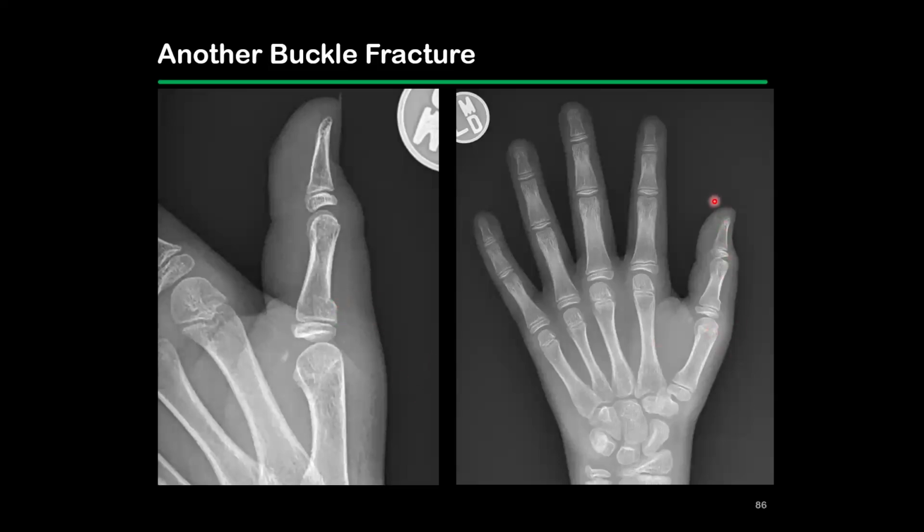And when we're looking at our more global view of the hand, you can see the thumb's a lot more swollen than the other fingers. And so we'll also use some secondary clues like soft tissue swelling to clue us into where a fracture might be.